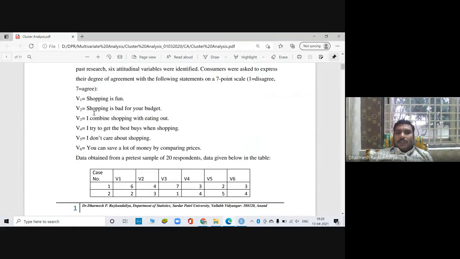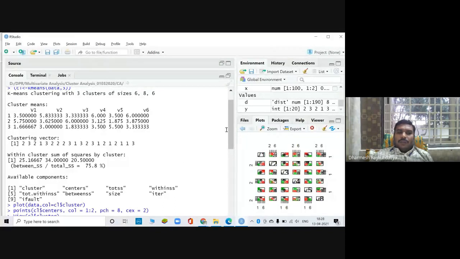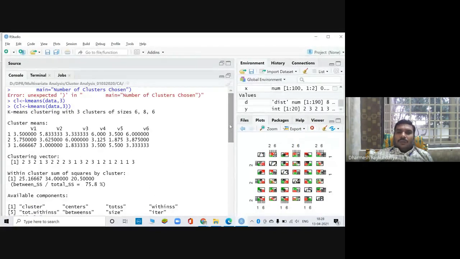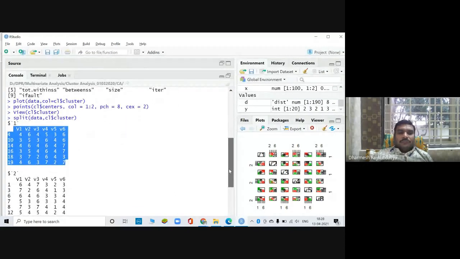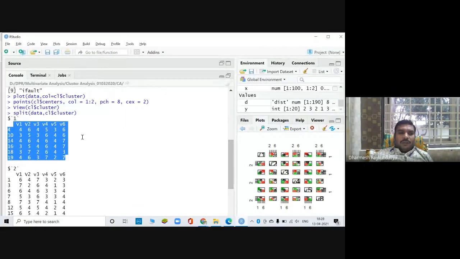ठीक है. दूसरा है आपके पास क्या आया, second group is shopping is fun, I combine shopping with eating out. तो ये वाला है मोजिला है, आपके जैसा यंगस्टर कि जॉब मिली है नहीं है, let us go with, आज बाहर खाना खा लेंगे, पार्टी करेंगे, खरीदी करेंगे.